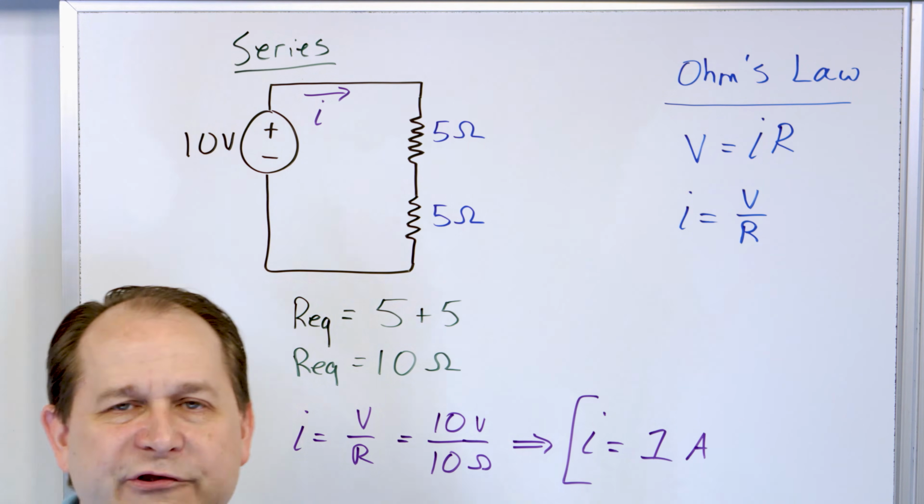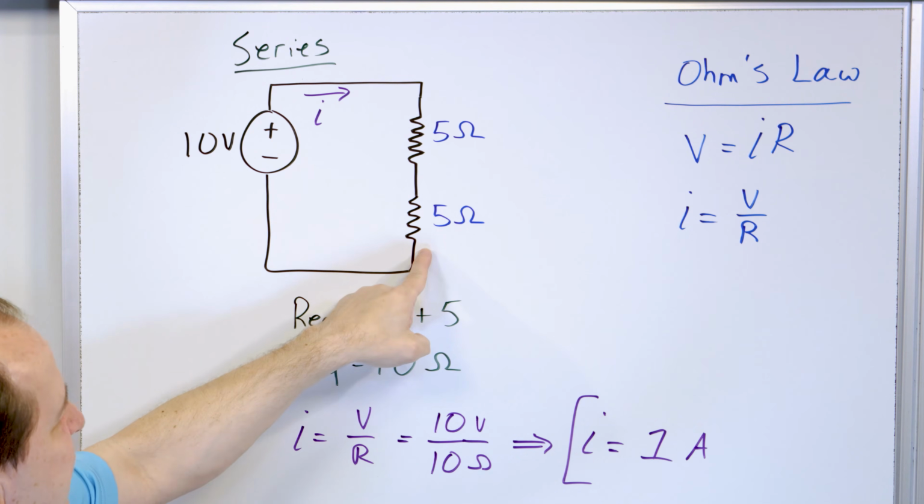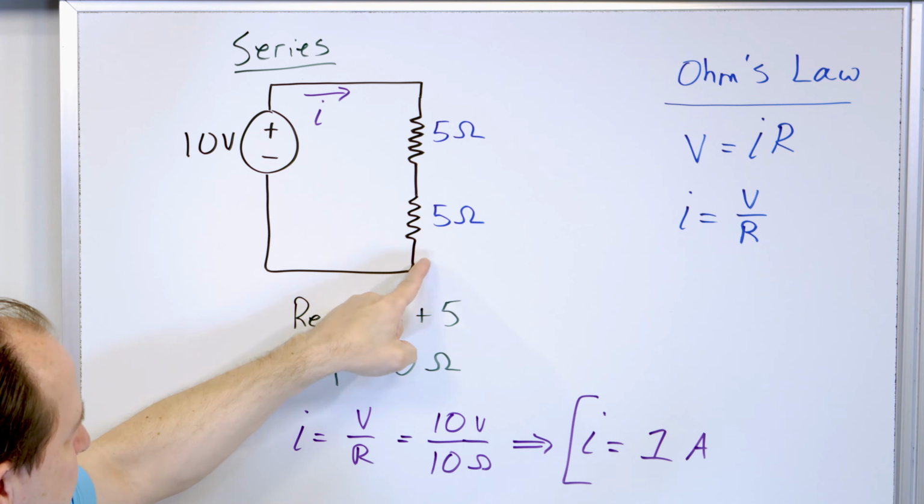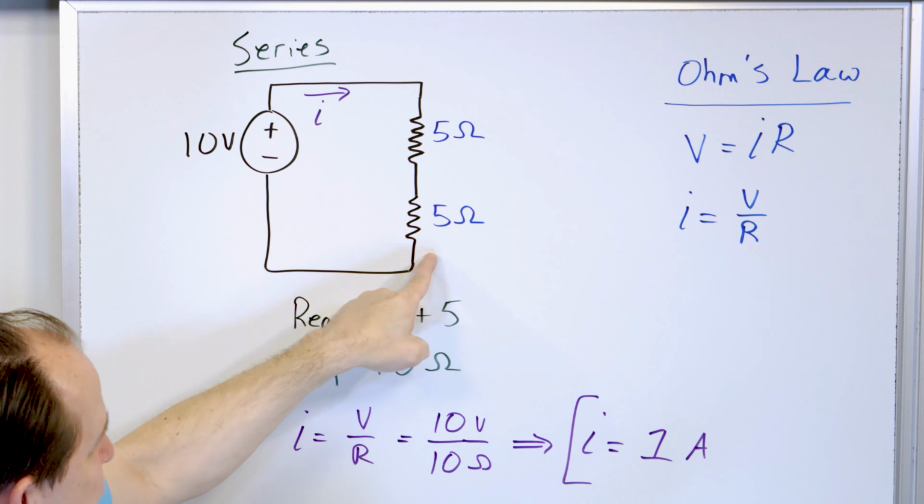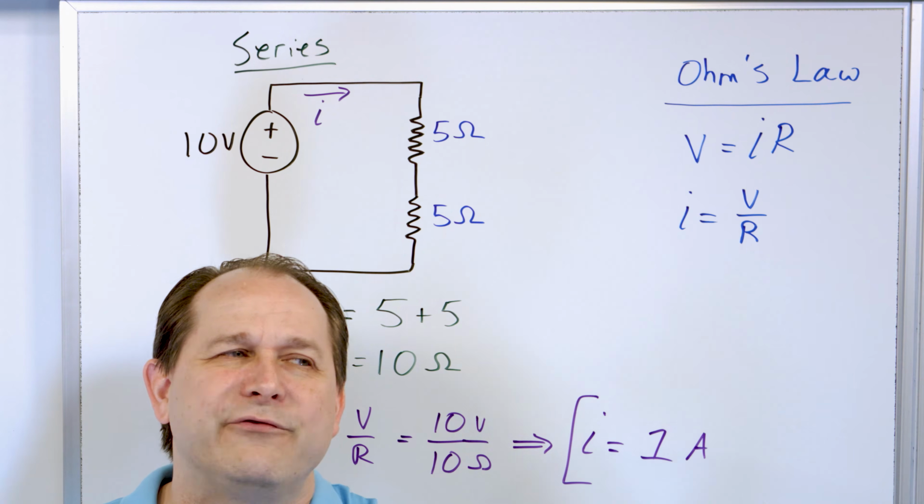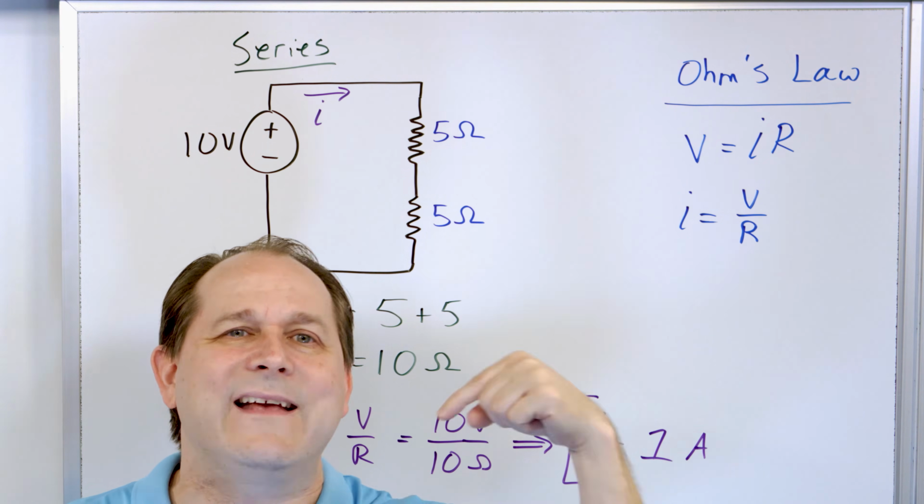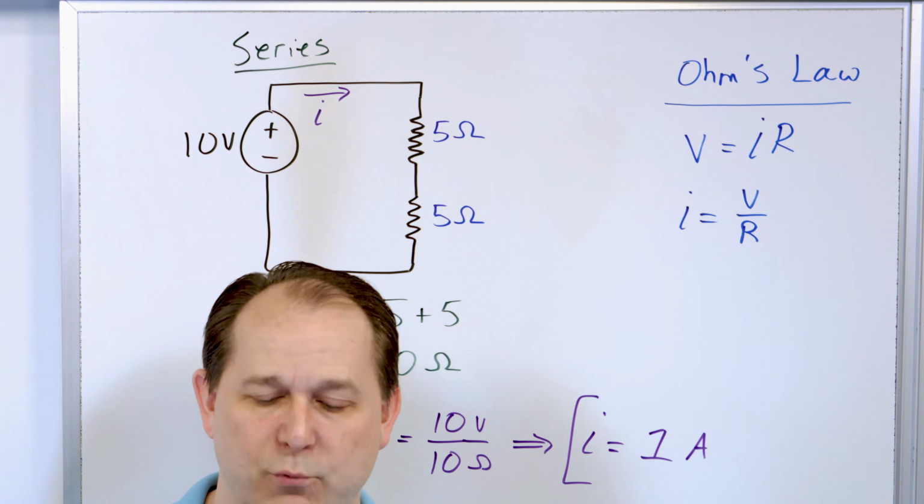Now let me ask you a question based on your conceptual understanding. If we inserted another resistor, like put 3 of them in a row, instead of 5 and 5, we had 5, 5 and another one, would the current go up or down? Well, you're introducing more resistance in the same path. So the current has to go down in series when you add more resistance.